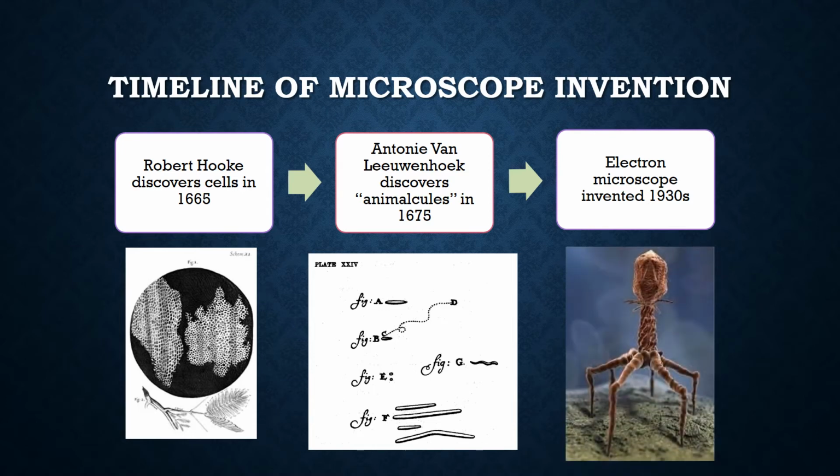Instead of light microscopes, we now use electron microscopes. Electron microscopes use beams of electrons to pass through a specimen, which will build up an image. These microscopes can magnify up to 2 million times. Van Leeuwenhoek's, on the contrary, could only magnify to about 270 times, and Robert Hooke's microscope could only magnify to about 30 times.